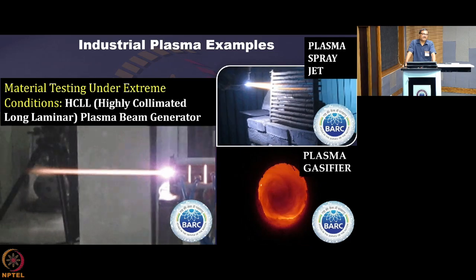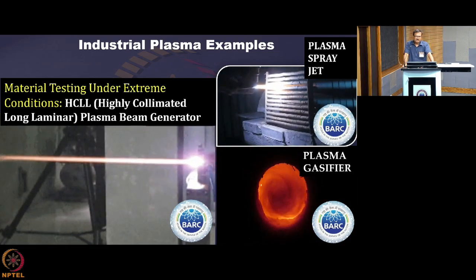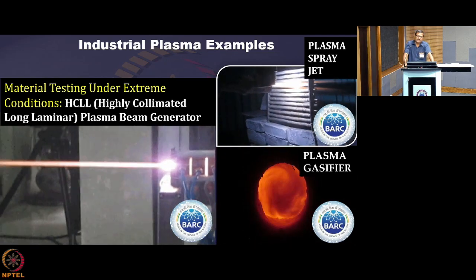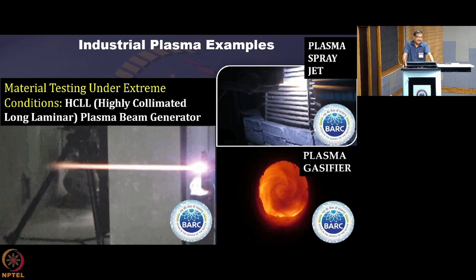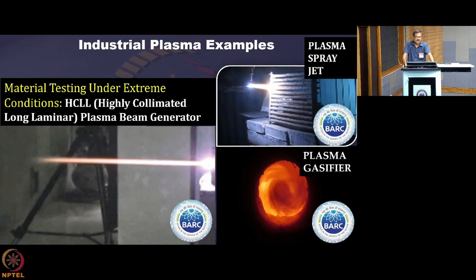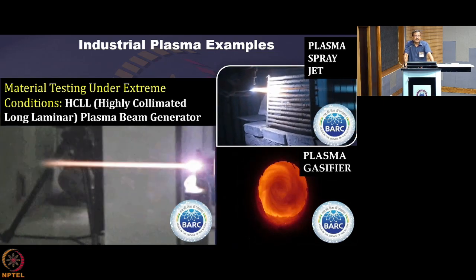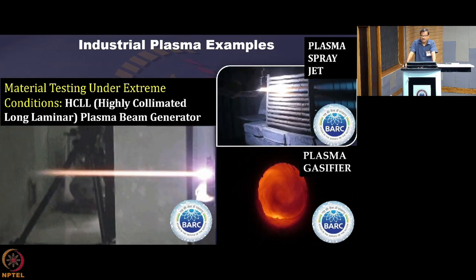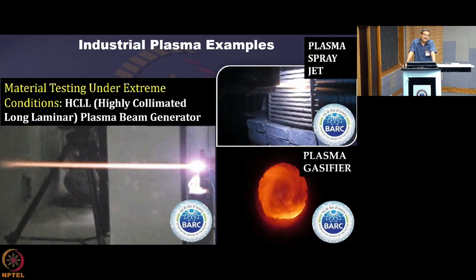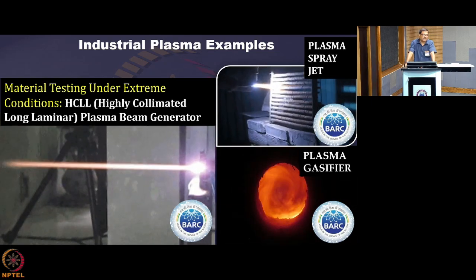Similarly, on the left side, the example we are showing is an extremely narrow plasma jet that you are seeing there. It is a laser-like jet that is coming, and this is extremely long and highly collimated. You see that it is not diverging at all. This kind of highly collimated long laminar beam has been developed in our lab, and these are being used for testing of material under extreme conditions.